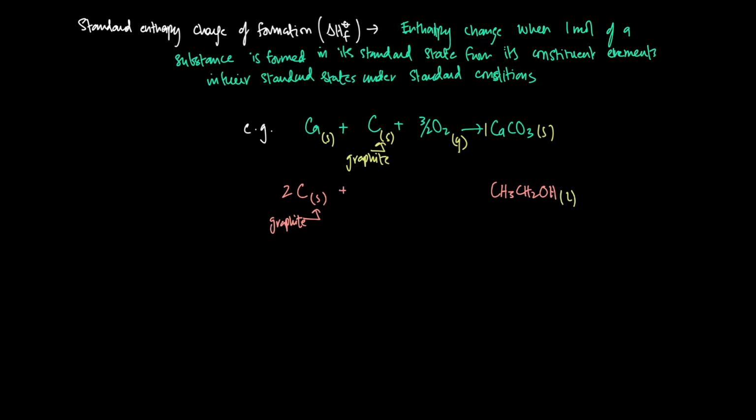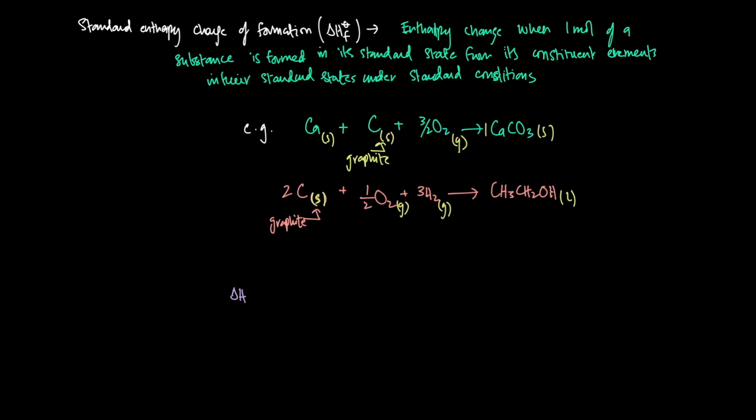Then how many moles of oxygen do we have? Half a mole of oxygen gas, right? 1 mole of oxygen atoms, in the standard state. And we have 6 hydrogen atoms, so that's 3H2. So this equation represents the enthalpy of formation of ethanol. Again, carbon is solid, oxygen is gas, hydrogen is gas.